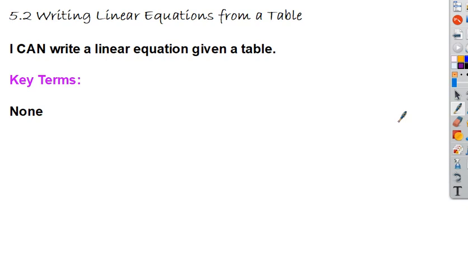Hola, mi clase. We are doing 5.2, writing linear equations now from a table. So we've actually done this. It's just more practice, and we are doing linear equations from just tables today. We don't have any key terms because we have been practicing all of our key terms.